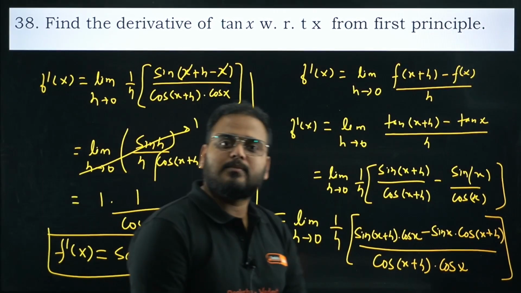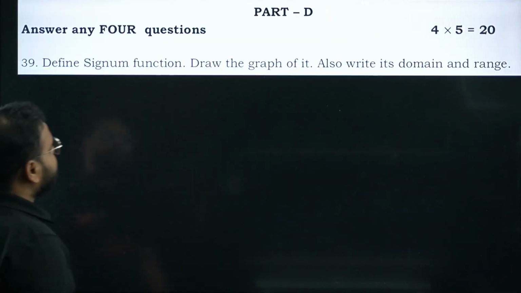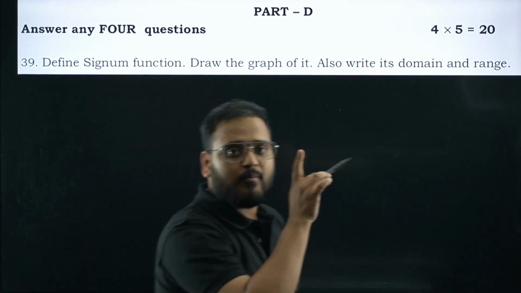Let's move on to question number 39 now. Please check. This is clear. 39 now. So again, we are going to do part D now. It's the 5 marker questions, and we have four questions to solve.